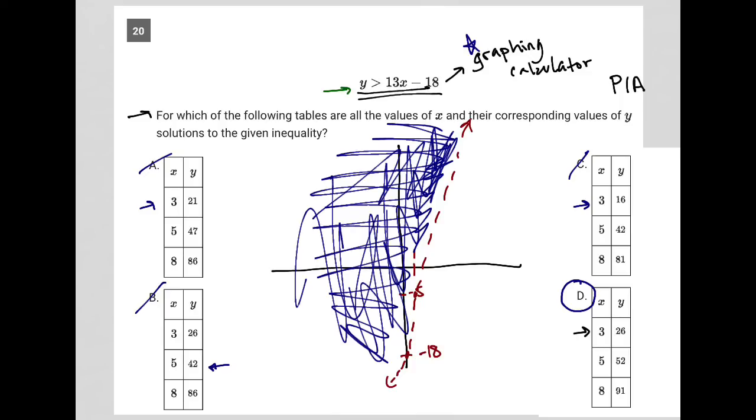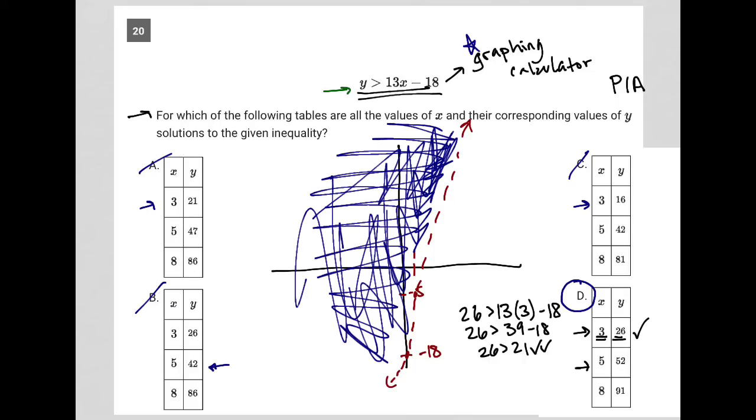So for instance, here for choice D, we're told that when x is 3, y is 26. Well, we can test that. I can replace y with 26. I can replace x with 3. All right, and when I do that, what I see is that this becomes 26 is greater than 39 minus 18, or 26 is greater than 21, which I can confirm to be mathematically accurate. So I know that that's true.